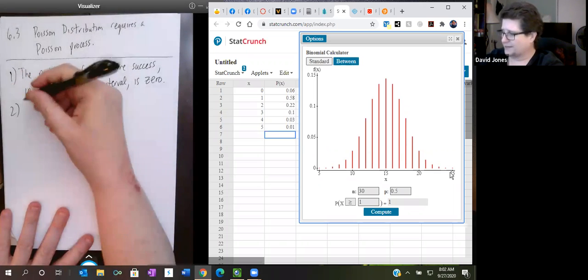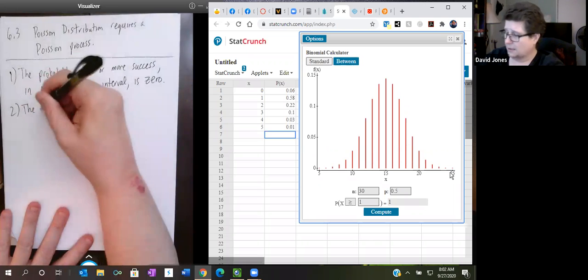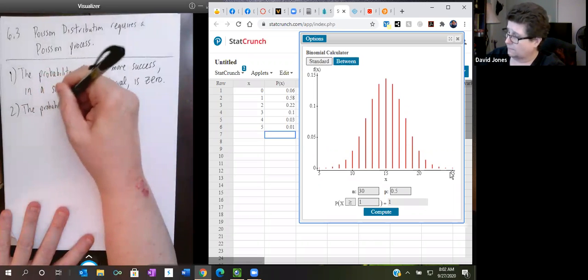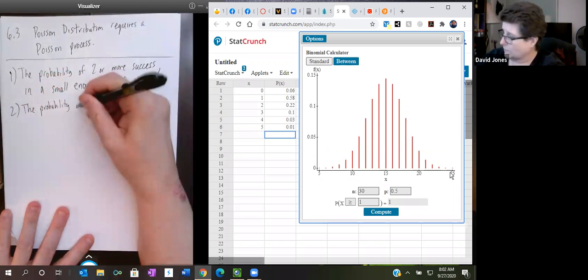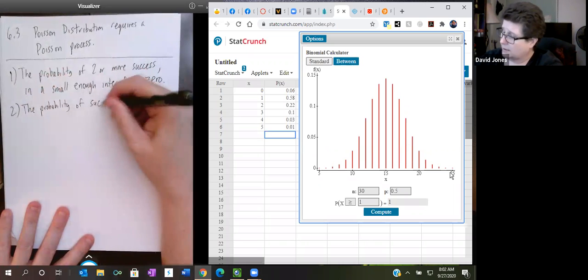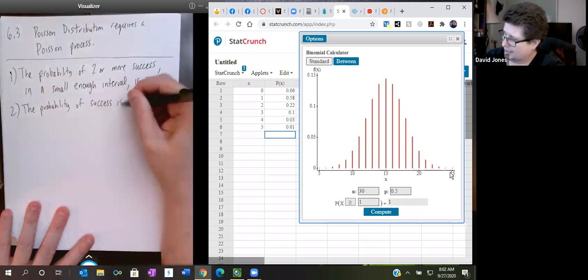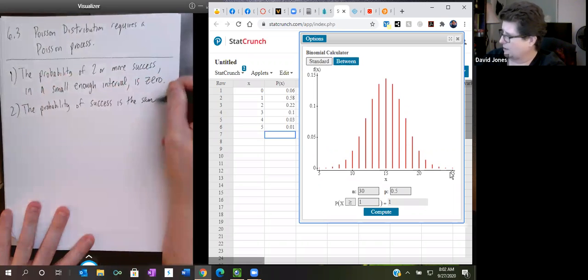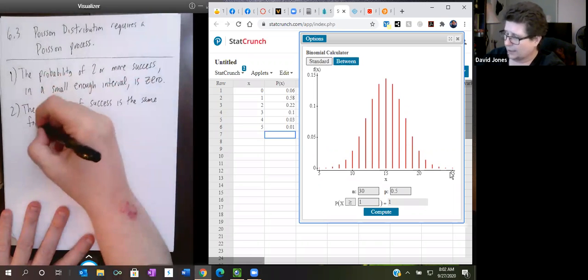The probability of success is the same for any 2 intervals of equal length.